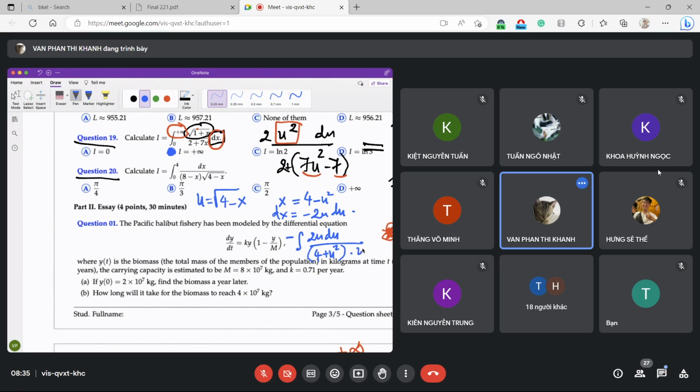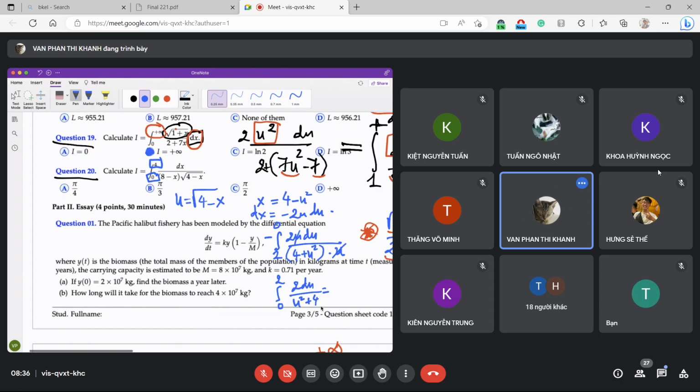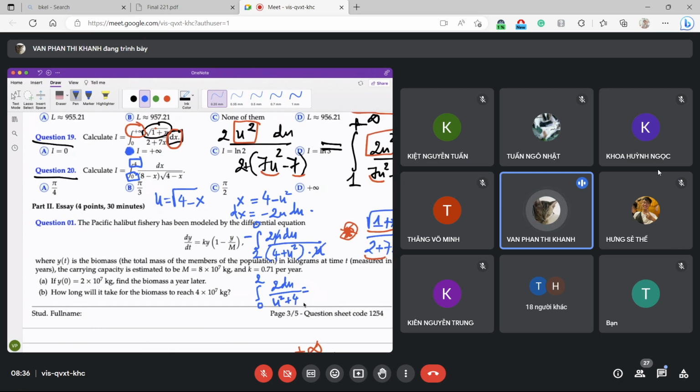So I have u, right? We simplify u. In the integral here, when x equals 0, we have u equals 2. When x equals 4, we have 0, right? And we change the sign, so it's from 0 to 2 of 2 du over u squared plus 4. Can you tell me what this integral is? What is the formula here? 1 over u squared plus a squared.